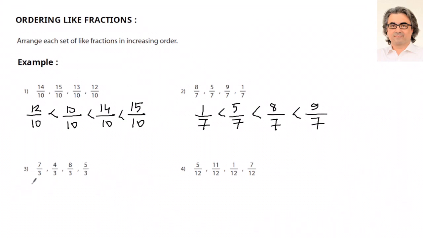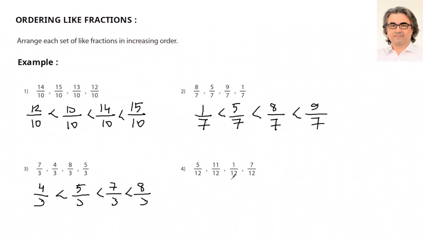What about the third question? Denominators are equal to each other, 3 here. So which is the smallest one? 4 over 3. 4 over 3 is less than 5 over 3, less than 7 over 3, and less than 8 over 3. That's all. What about the last one?